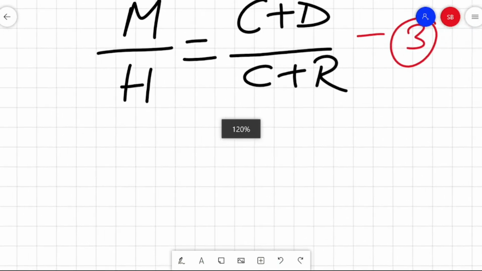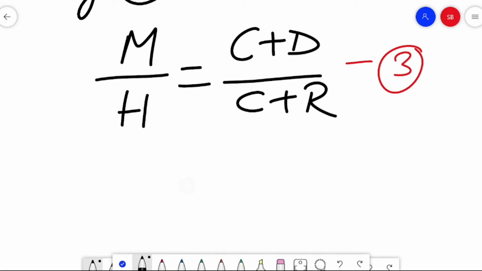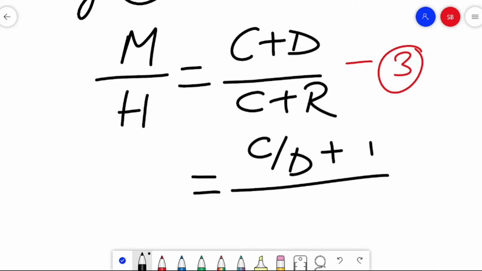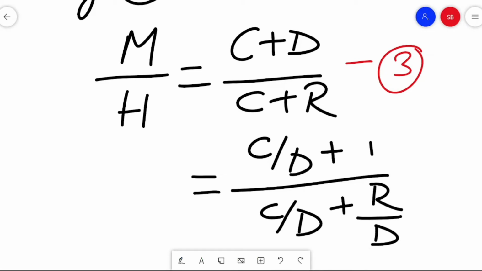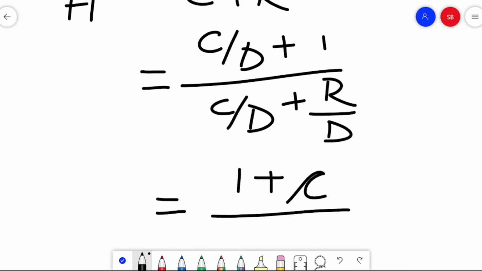Now look at this. In equation 3, I am going to divide the right hand side by D, that means each term, numerator and denominator, I'm going to divide by D. If I do that, what do I get? C by D plus 1 in the numerator, and C by D plus R by D in the denominator. This is where it will lead us to the money multiplier.